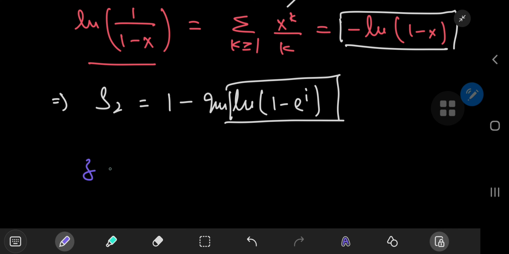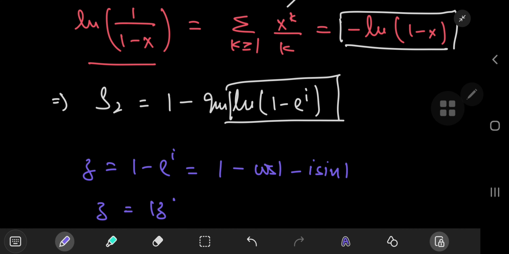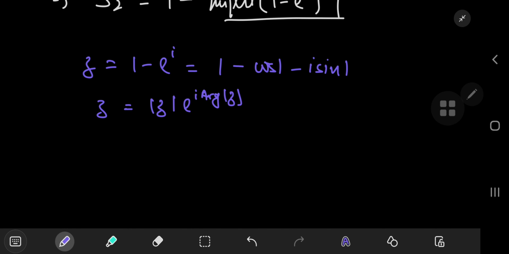So let's write our complex number z as 1 minus e to the i. And again, using Euler's formula, we have 1 minus the cosine of 1 minus i times the sine of 1. Now for the polar form of z, we need the modulus of z times e to the i times the argument of z. Okay, cool.